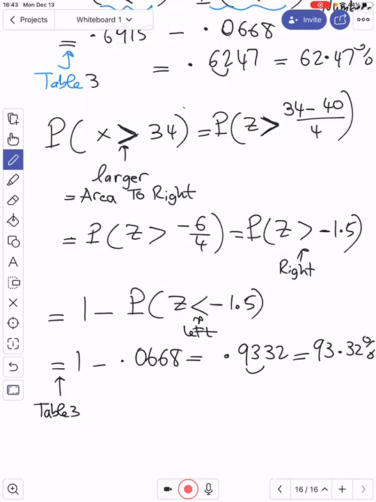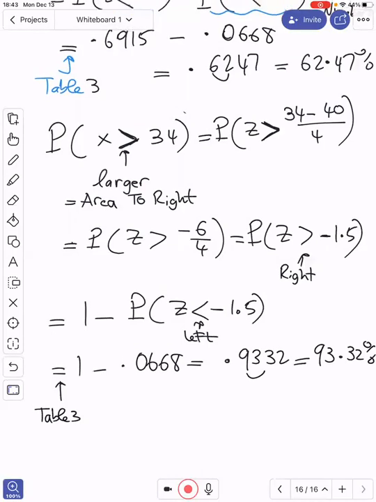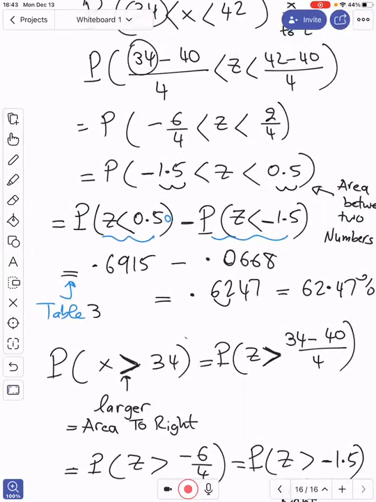Okay. Any questions, guys? So if you have the probability that x is more, more means the area to the right. Less would be the area to the left, x less than a number, and then there is x between two numbers.